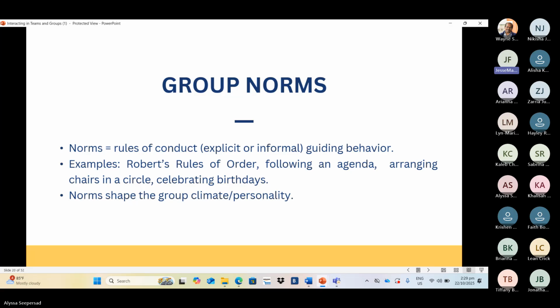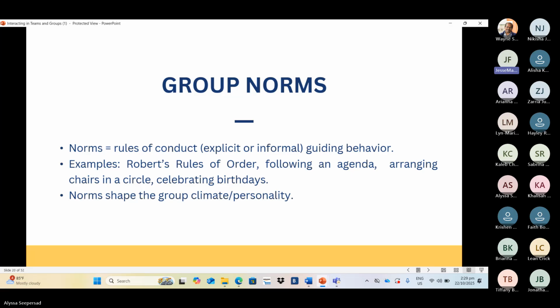Or they may be through cultural practices such as following a meeting agenda, arranging chairs in a circle for meetings, celebrating birthdays, and so forth. Group norms shape the group's climate and personality.